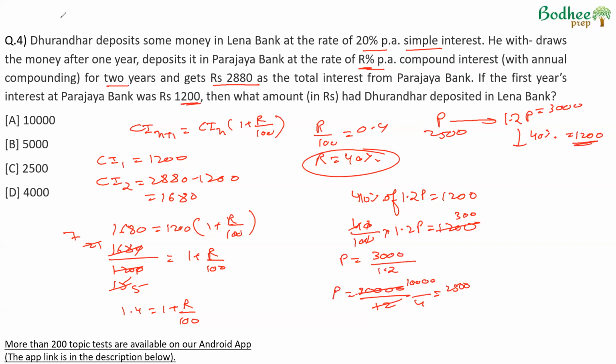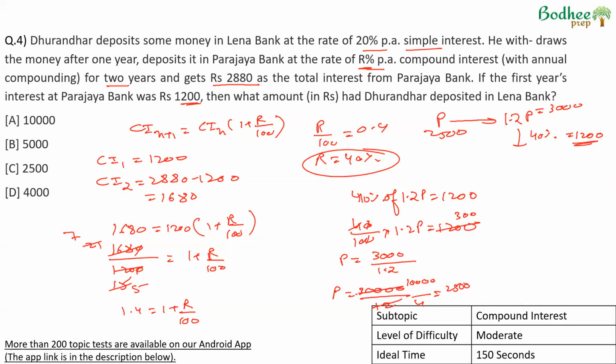In terms of level of difficulty, I'd say moderate, because there are two levels of computation involved. And the first step, that is getting R, will require some conceptual clarity. Beyond that, it is not very difficult, so it should not take more than about 2.5 minutes to solve.